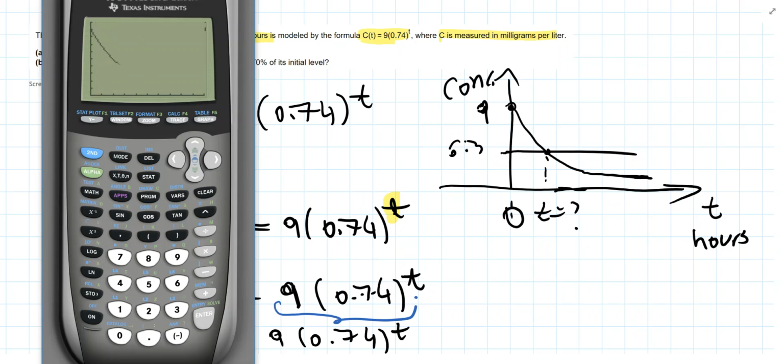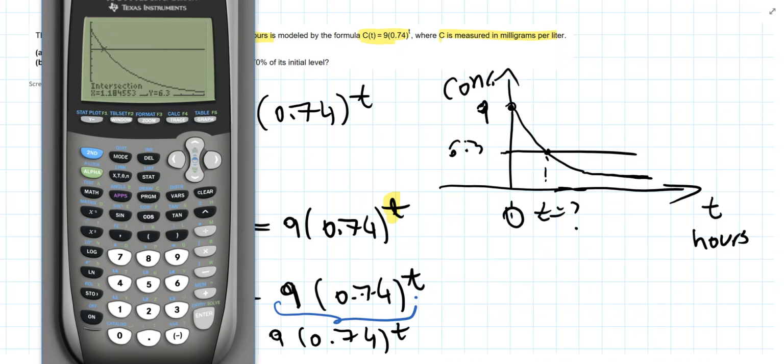Let's graph it. So it starts at 9, the concentration decreases over time. And then, ooh, it looks like it reaches 6.3 pretty fast. So this horizontal line represents 6.3, and I want to find the intersection so that I get for what x, for what t or x is the concentration 6.3. So second, trace, find the intersection. The first curve is that one, enter, enter, and then a third enter. There you go. The intersection happens at 1.18.